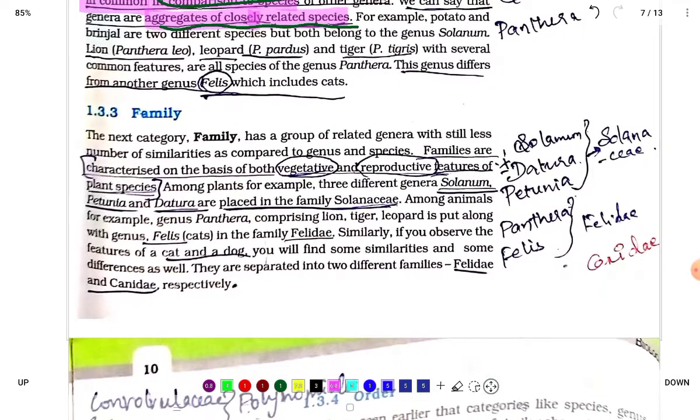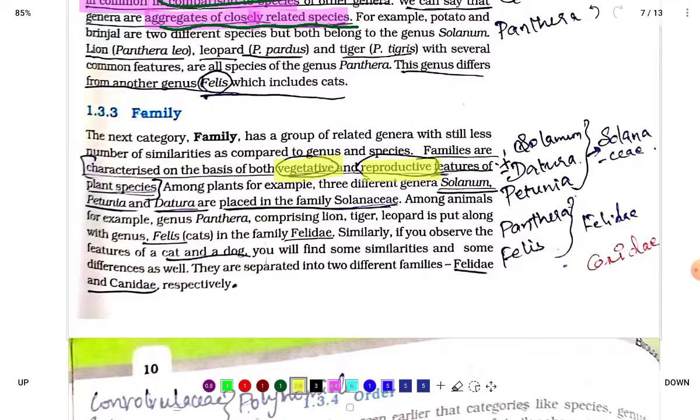The next category, family, has a group of related genera with still fewer similarities as compared to genus and species. Family has less similarity in comparison with genus and species. Families are characterized on the basis of both vegetative and reproductive features of plant species. For example, three different genera, Solanum, Petunia and Datura, are placed in the family Solanaceae. This you have to note.